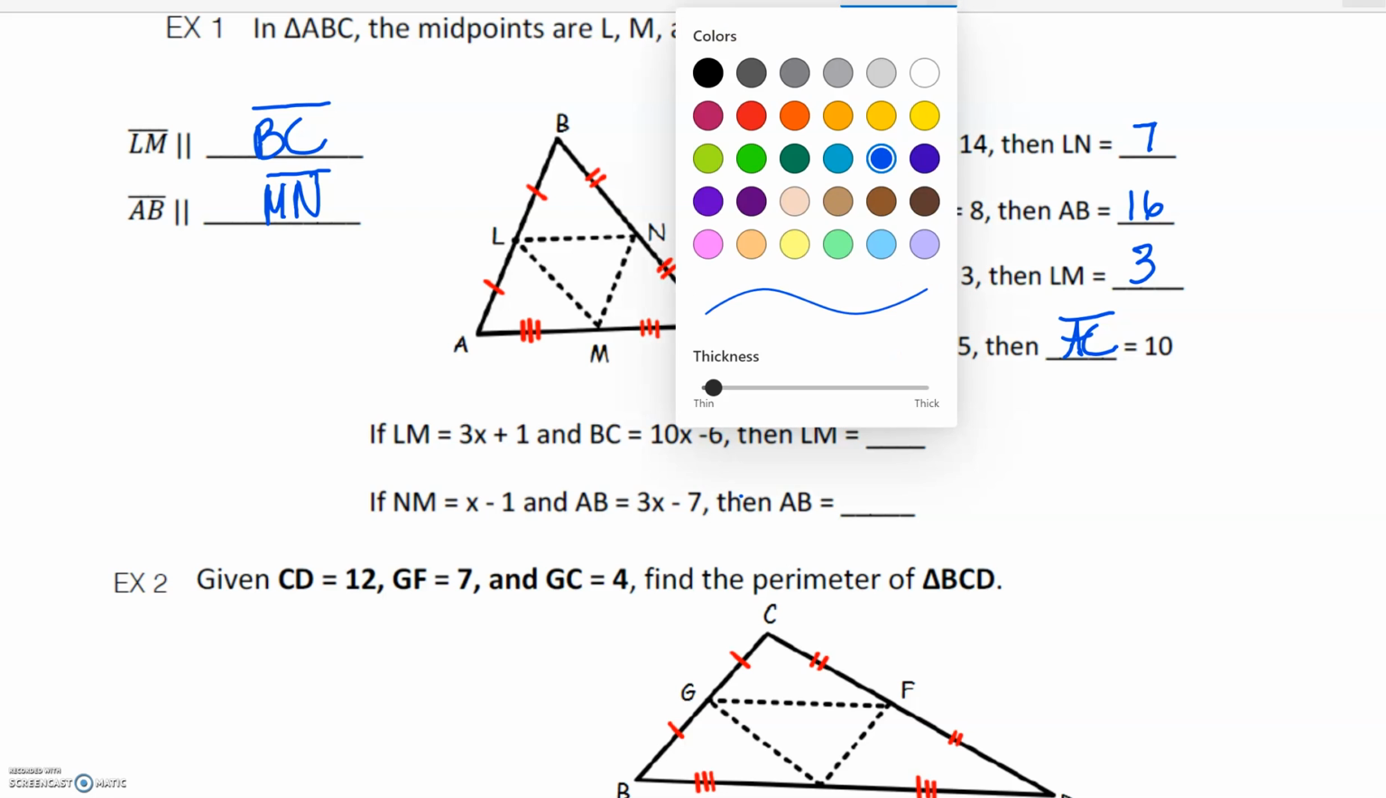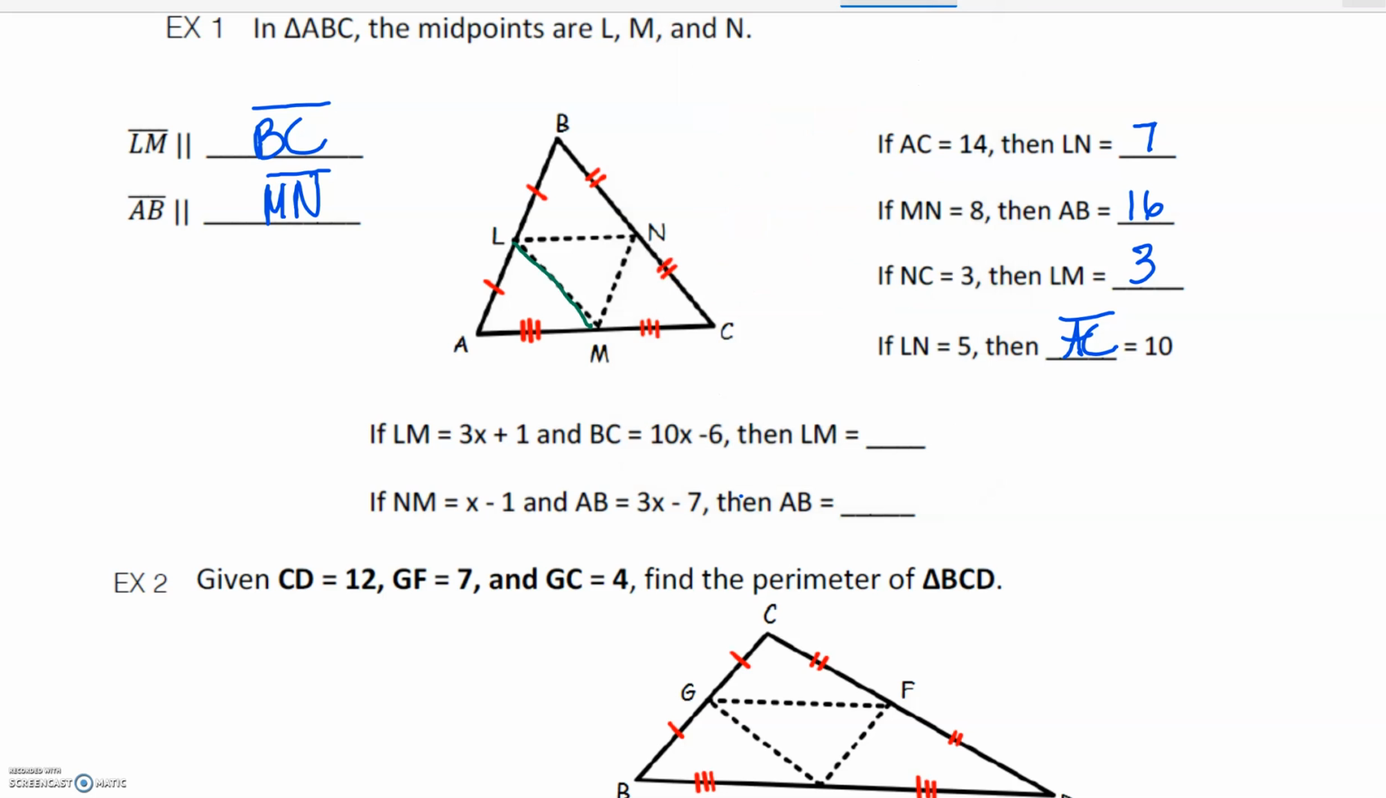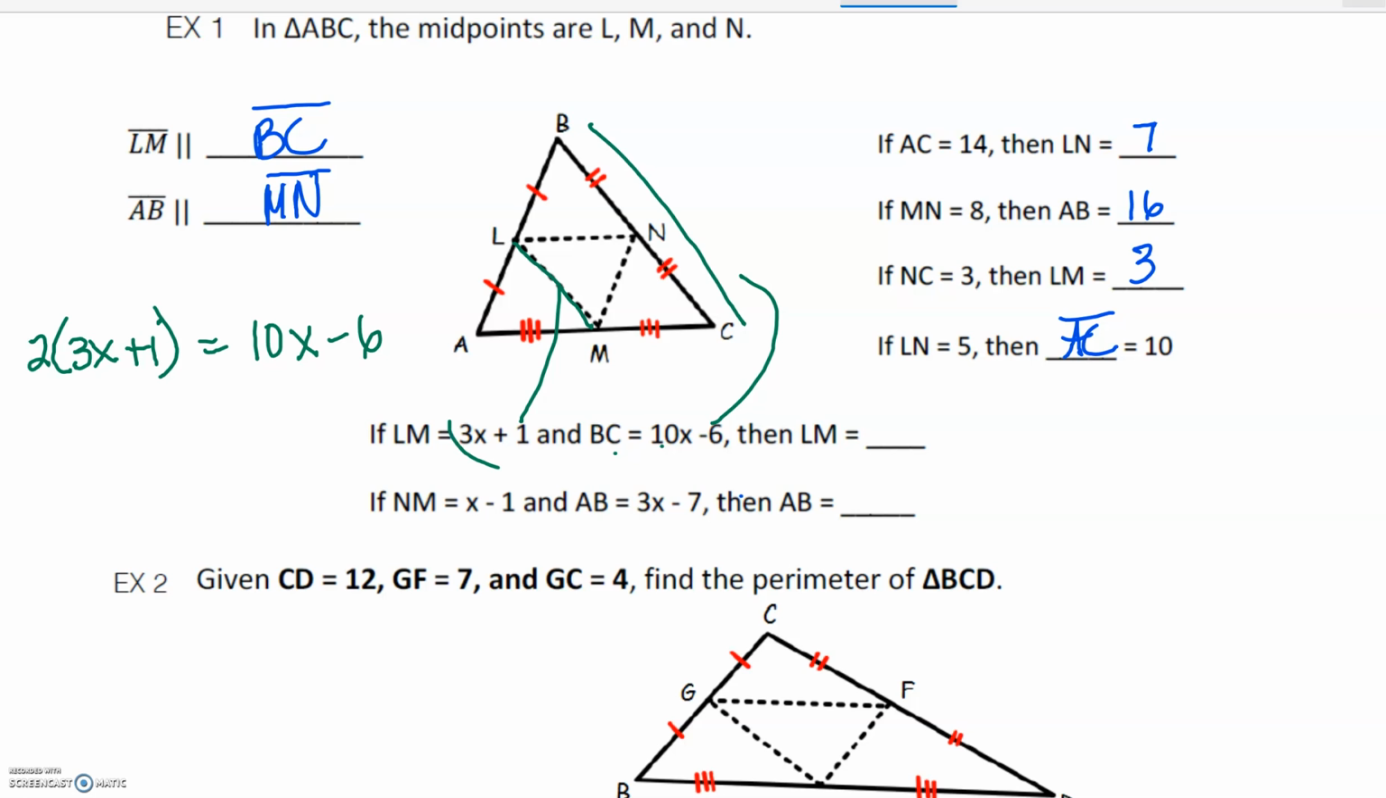Down here, we're going to take LM, that one, and then BC. They're not equal, we know we need to double this, and then they would be equal. So we're going to take and double 3x plus 1, and you can either write it twice or you can take 2 times it and then set it equal to its parallel side. But we know that this is only half of that, so we need to double it or cut this in half and then set them equal. You can do it either way.